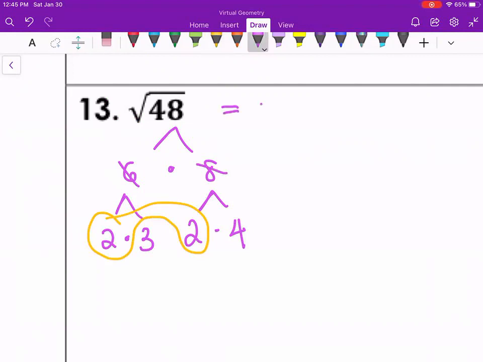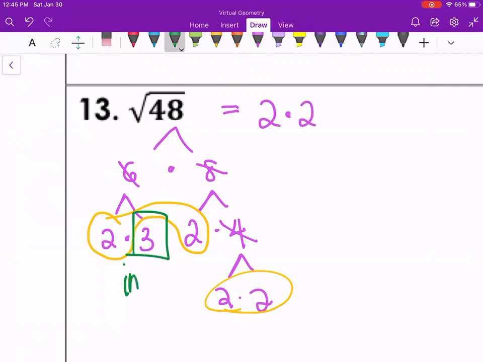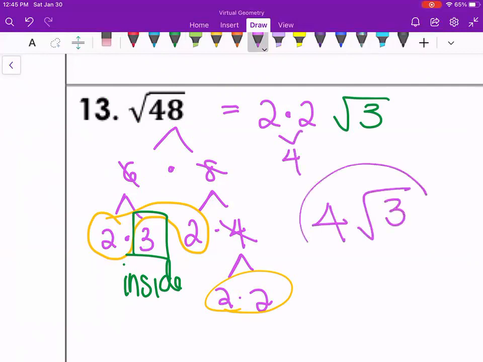So I bring the 2 out. Now the 4 can go farther, but unfortunately that 3 cannot. So the 3 stays. My 4 can become 2 times 2. There's another pair that can come out. So there's another 2 outside of the radical. My 3 is left over inside. So again, I can multiply the 2 times 2 and I get the 4. So 4, nothing left over inside except the 3.